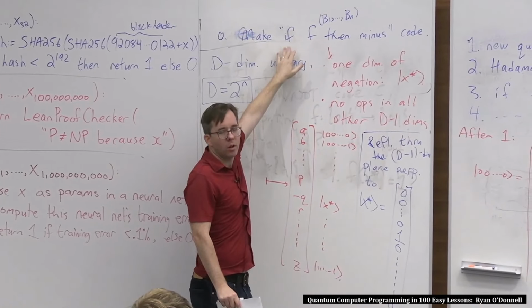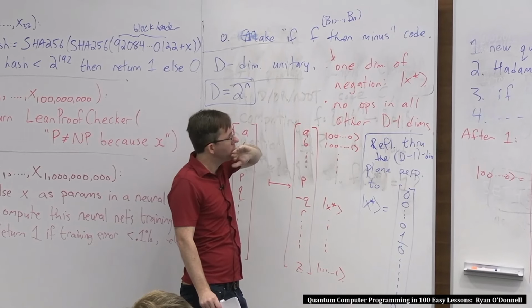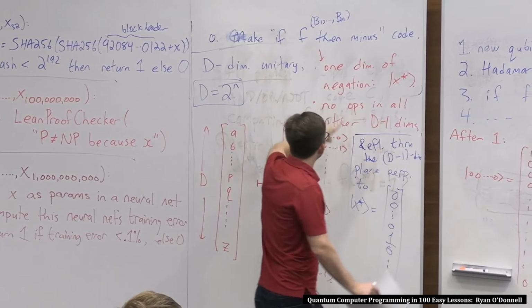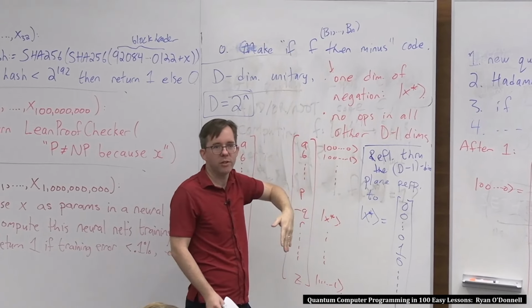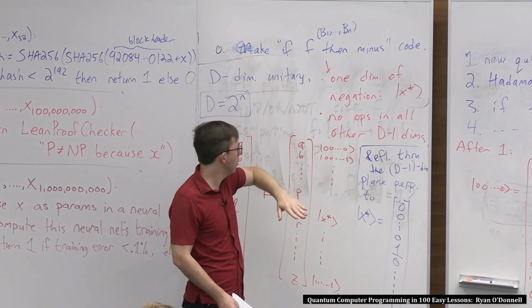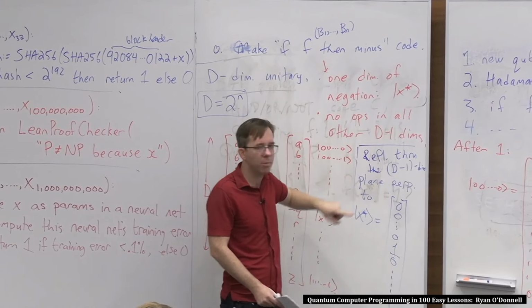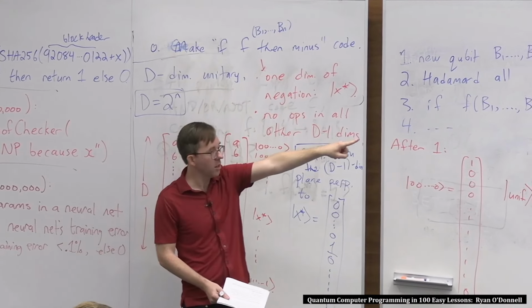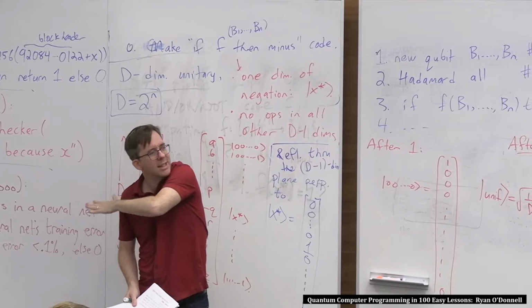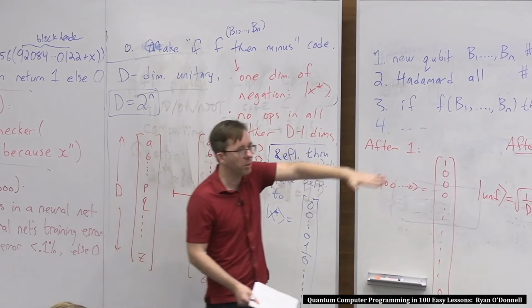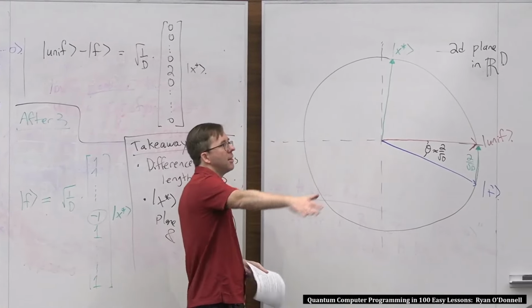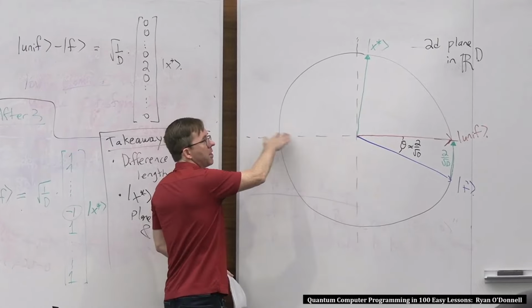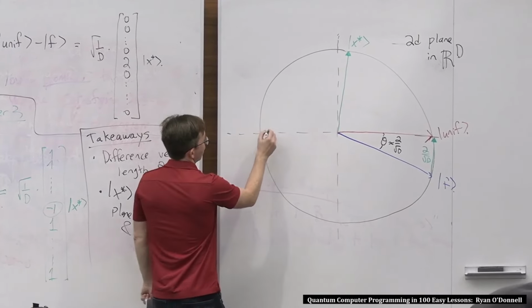So again, we have this operation, if f then minus. What does that do? Well, it's a negation in the direction x star, and it's like a nothing in all the other dimensions. So it's a reflection through the plane perpendicular to x star. The x star is somewhere here in this two-dimensional plane. There's a d minus one dimensional perpendicular plane to it, and that d minus one dimensional plane cuts this mystery two-dimensional plane like this.